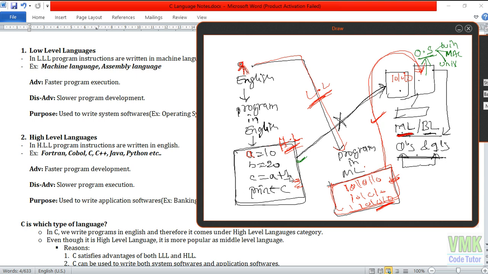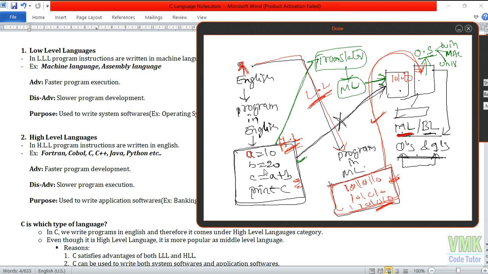English programs will not run faster on the computer. Why? Because the computer does not understand English. So how will it execute? We have translators. After writing this English program we have to give it to the translator, a software present inside the computer. The translator will translate it into machine language, and then this machine language will run in the computer.